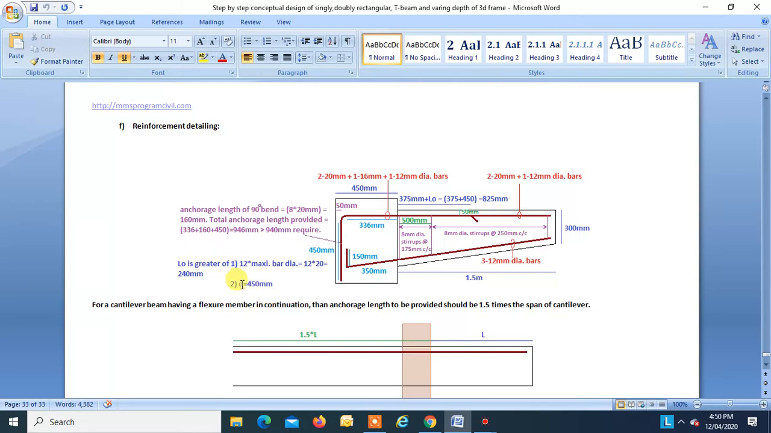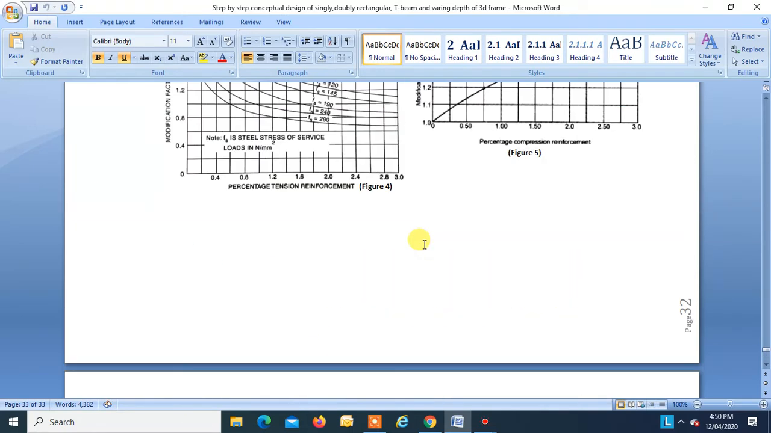You have to take the greater of these two. So D is 450, that is greater. So we have to take 375 plus 450, that is equal to 825. So at a distance of 825 mm, we can curtail this 116 mm dia bar and continue the 220 and 112 mm dia bar further. Okay, so this is how we do the detailing of the main steel, top steel, tensile steel. Okay, now moving further.